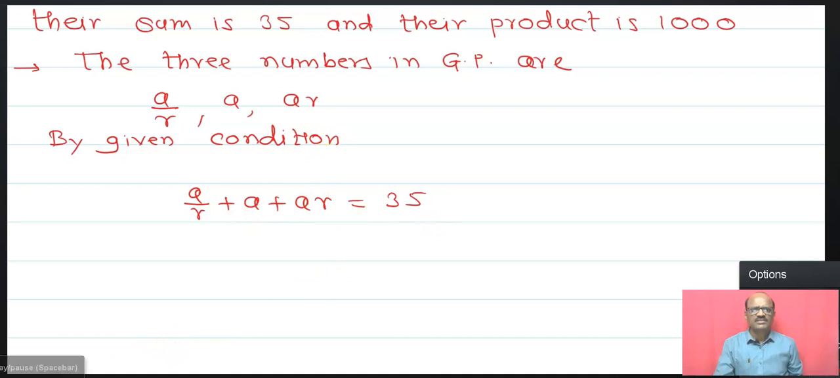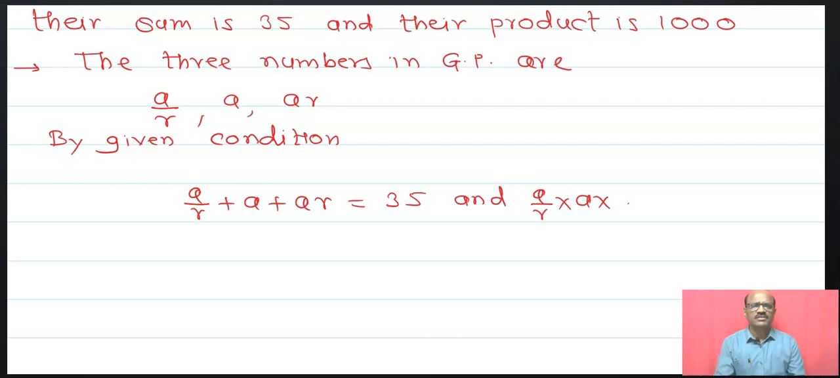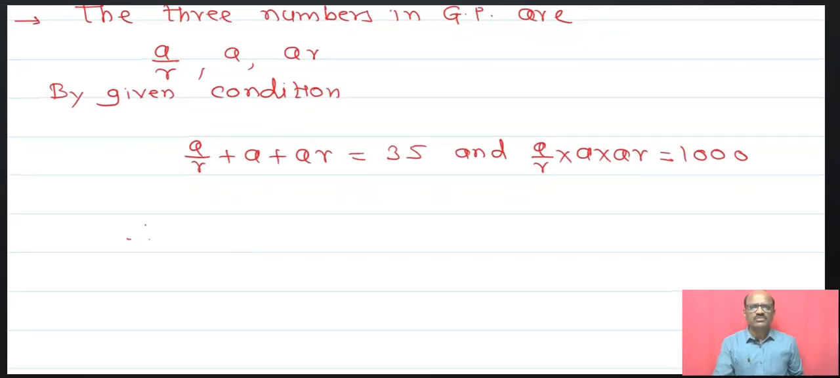Now, next condition, and their product, that is A upon R into A into AR, equals 1000. This is the second condition: A upon R into A into AR equals 1000. Now, from the first condition, we will take A as common. Then in bracket, you will get 1 upon R plus 1 plus R, bracket complete, equals 35.